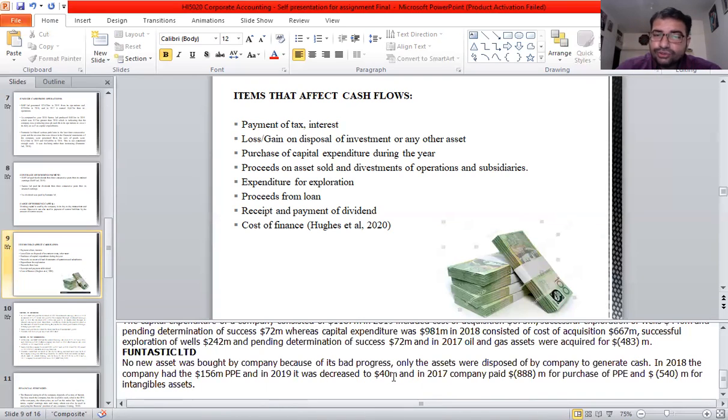For Fantastic, no new assets were bought by the company because it had bad progress. Only assets were disposed of by the company to generate cash. In 2018, the company had 156 million PPE, and in 2019 it decreased to 40 million. In 2017, it paid 888 million dollars for purchase of PPE and 540 million for intangible assets.